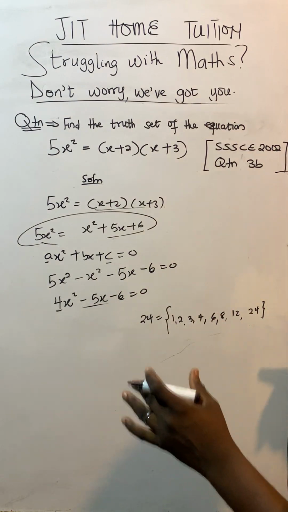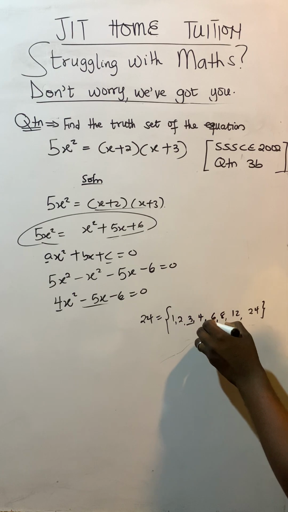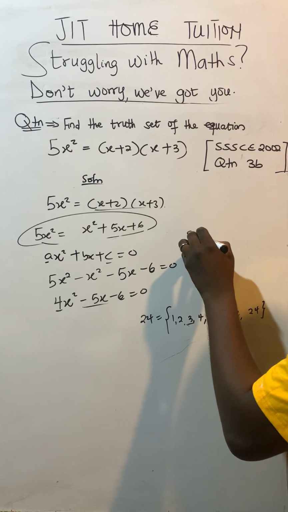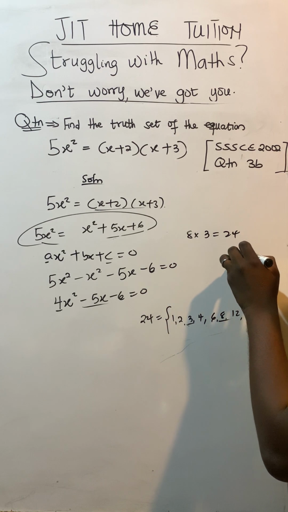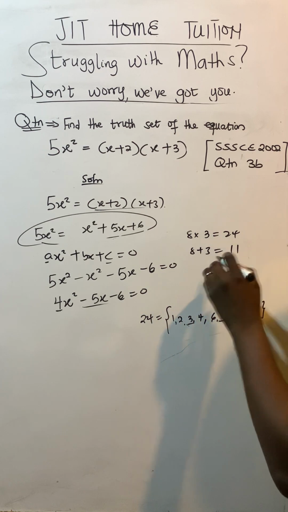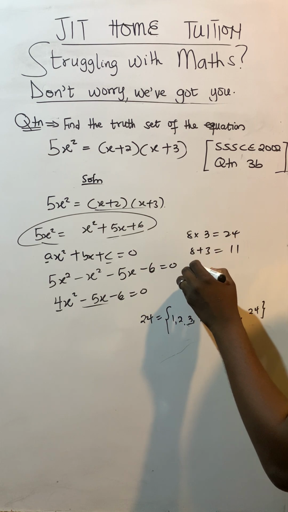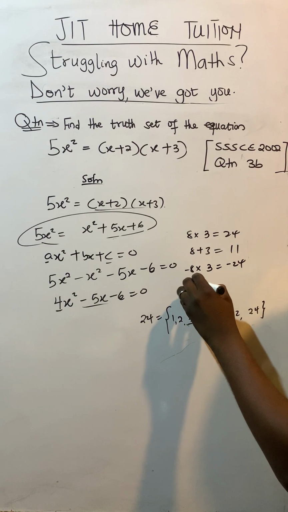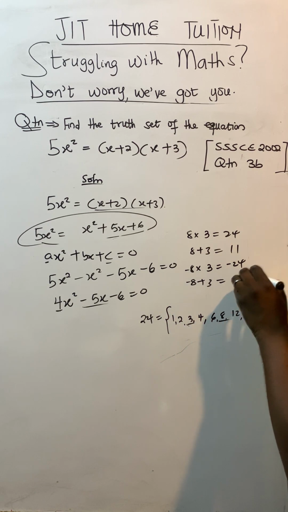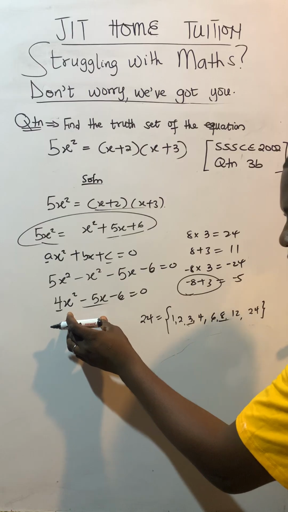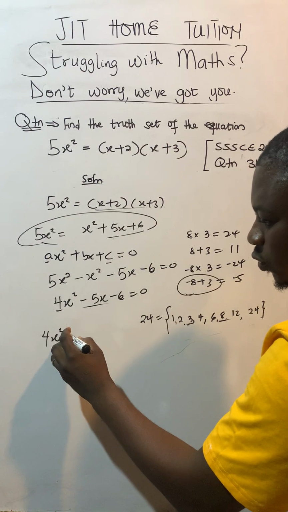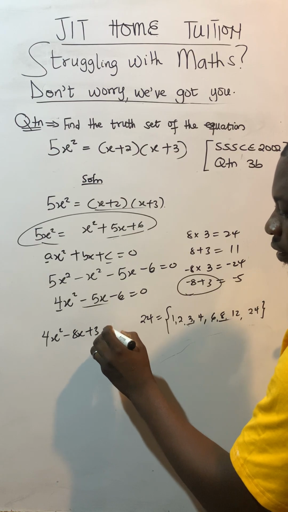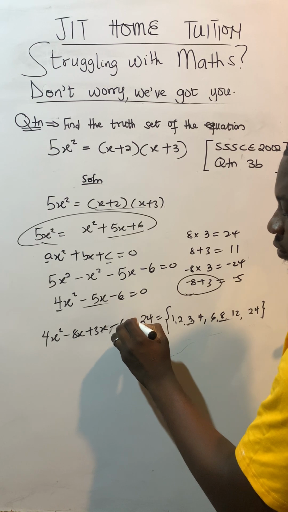Because of time, I will just move straight with this one: the 3 and the 8. 8 times 3 is 24, but 8 plus 3 gives you 11, which is not equal to this. So you make it negative 8 times 3 to give negative 24, and negative 8 plus 3 gives negative 5. So you replace it with what you have over here, giving you 4x squared minus 8x plus 3x minus 6 equals 0.